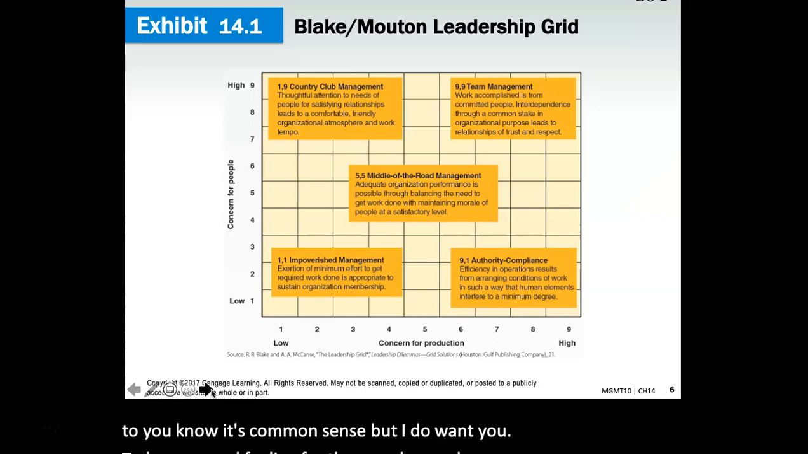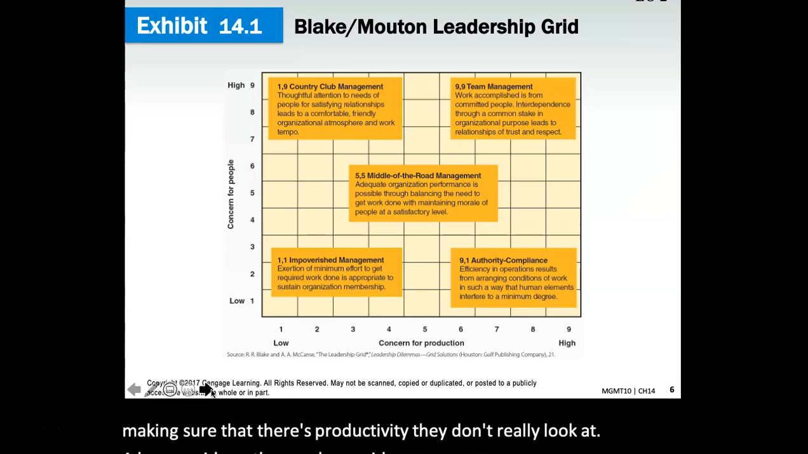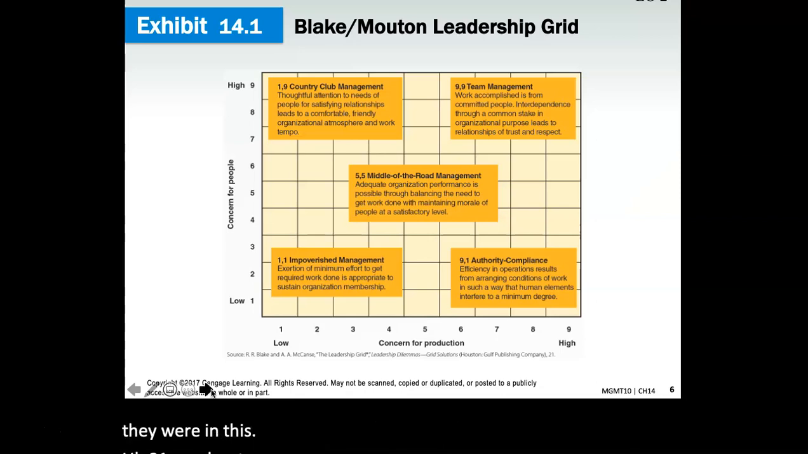A manager who has high concern for production, but very low concern for the people that work for him or her, that's called an authority compliance grid. So they're really only interested in getting the work done and making sure that there's productivity. They don't really look at the human side or the employee side. Most people would not want to work for someone like this. Okay, most people would be very dissatisfied with their jobs and their manager if they were in this 9-1 quadrant or section.